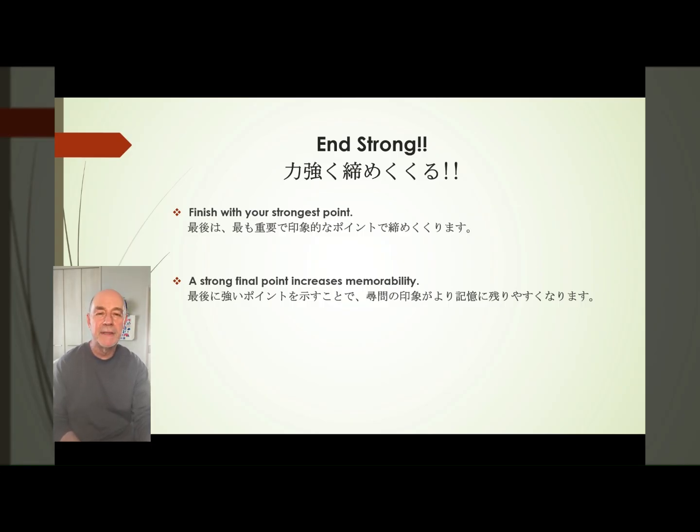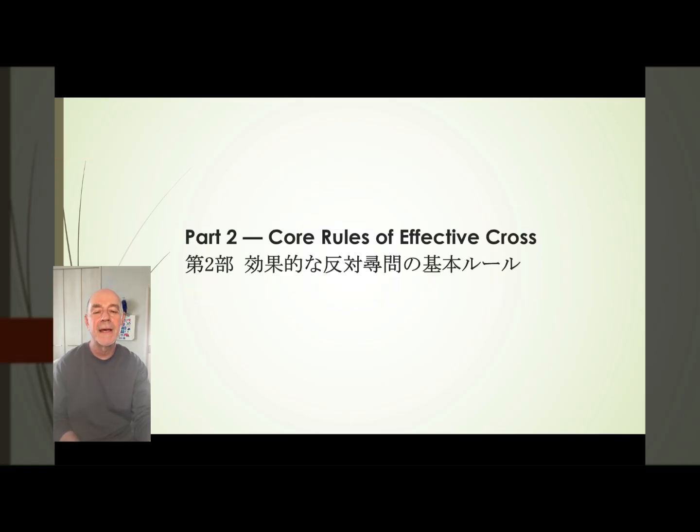And the opposite is true also, that if you don't get a good answer, don't end your cross-examination with a bad point or on a weak point. If something bad happens for you, think of another question. Just don't sit down after having something bad said. Just think of anything else to ask, and then you can sit down, but don't end on a weak point. So always try to end on a strong point and never end on a weak point. So here's some of the core rules of effective cross-examination.